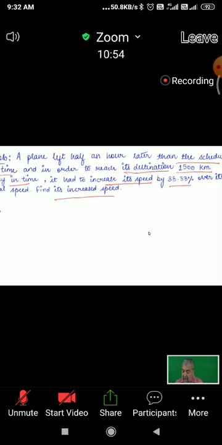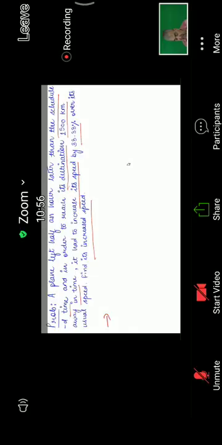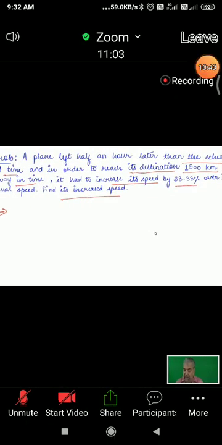A plane left half an hour later than the scheduled time. Its destination 1,500 km away in time. It had to increase its speed by 33.33% over its usual speed. Find the increased speed. See, the distance is 1,500 km. So this is 1,500 km.